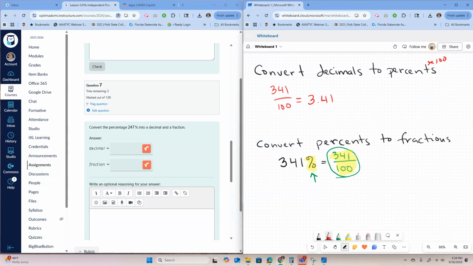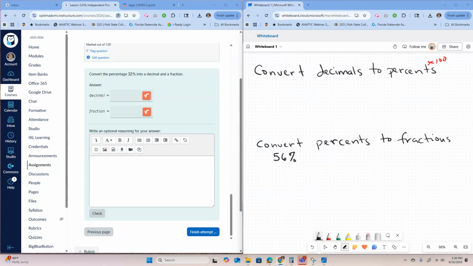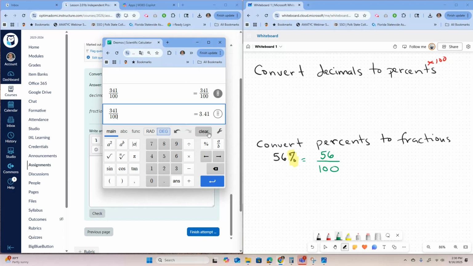Let's go to number 8. Again, in problem number 8, I'm doing a similar one, not exactly the same, but very similar. So instead of 32%, I'm going to use 56%. Remember the percent symbol, okay? This really means you have a fraction over 100. And the number that is together with the percent symbol, you're going to put it on the top of the fraction bar. And then you're going to use your calculator, which I strongly suggest you do.